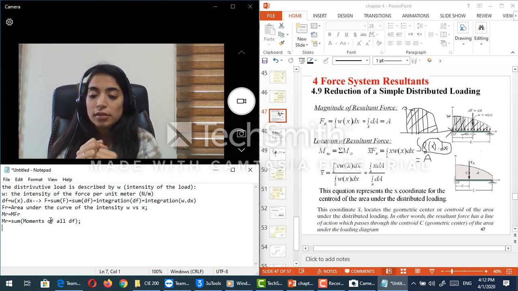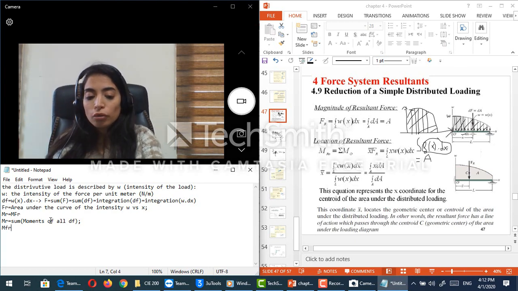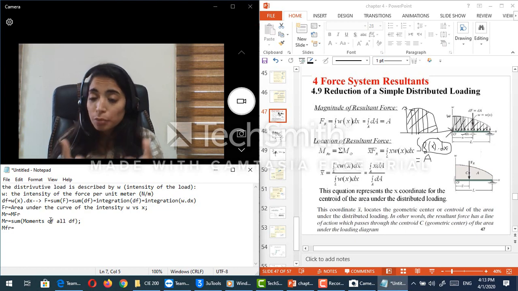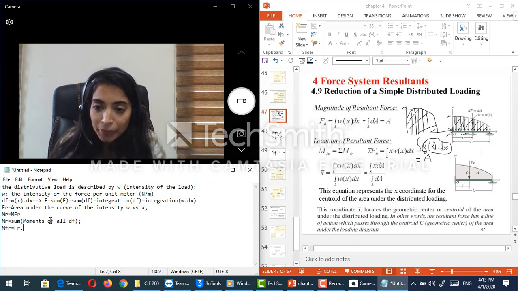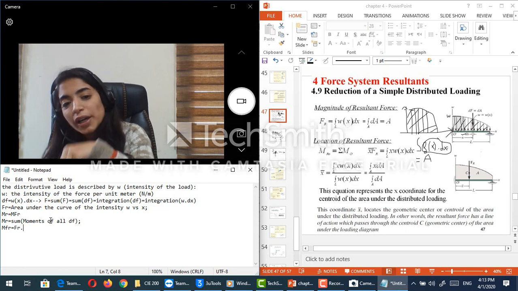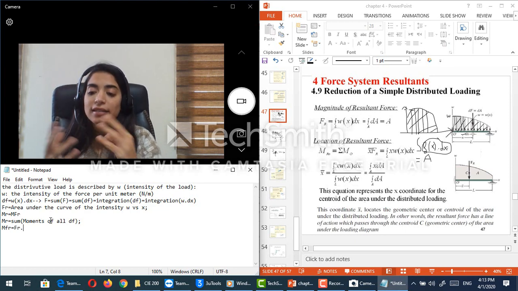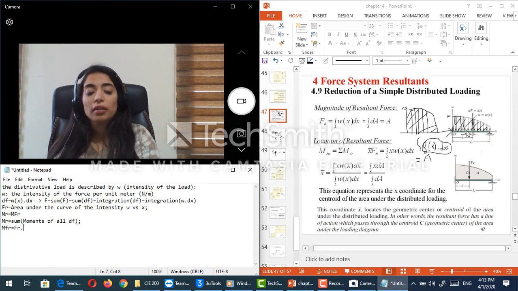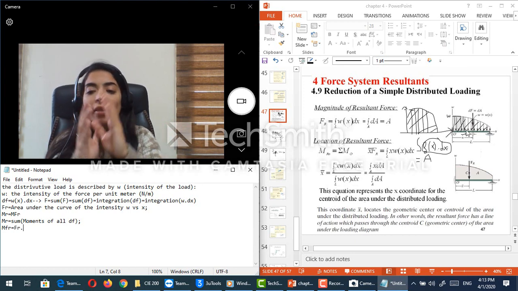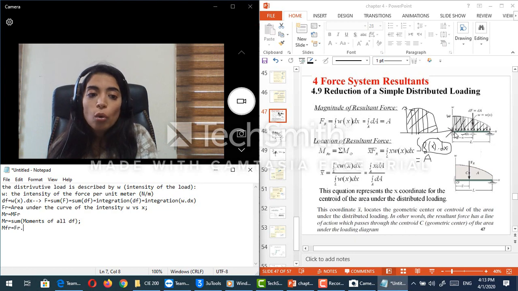At the same time, I know that the moment of F resultant should be equal to F resultant times the distance between this F resultant and the point where I'm finding the resultant. So I will assume now that I need to find all the moments around O.